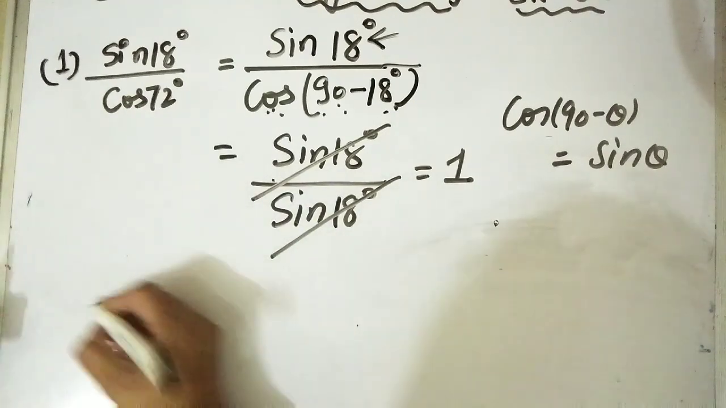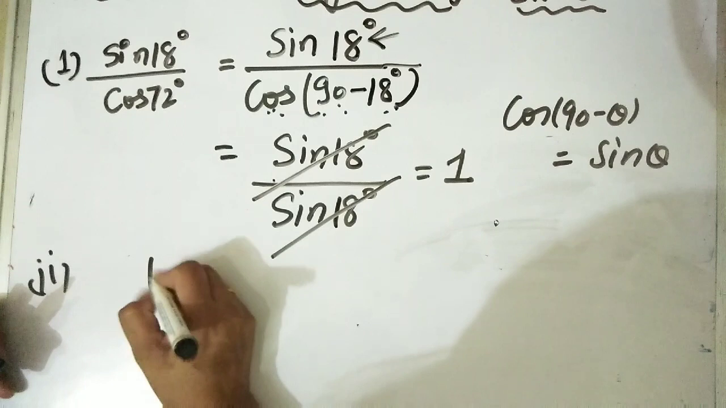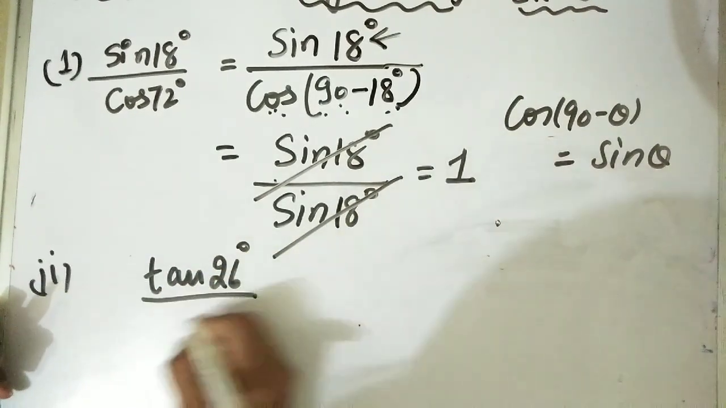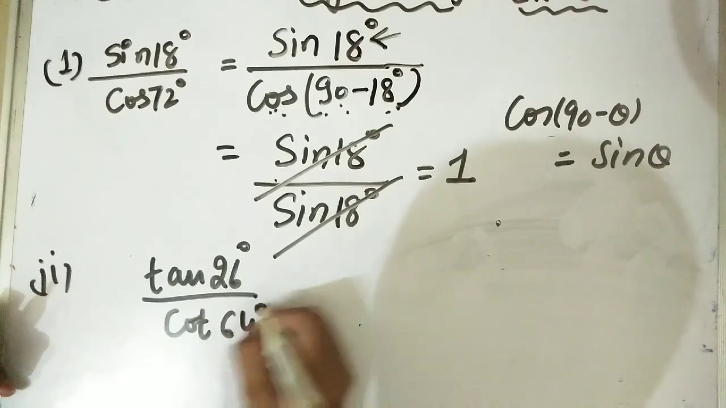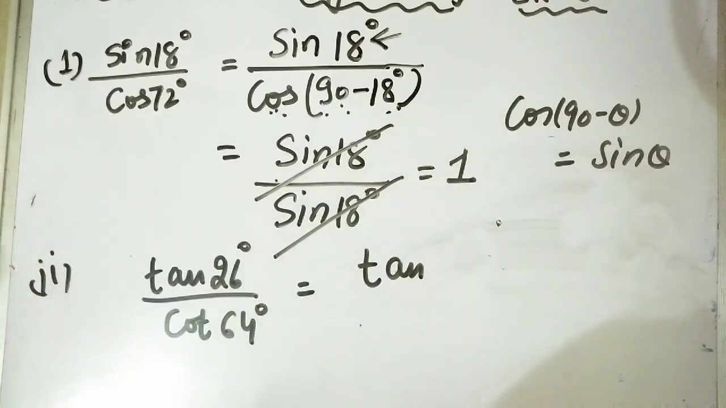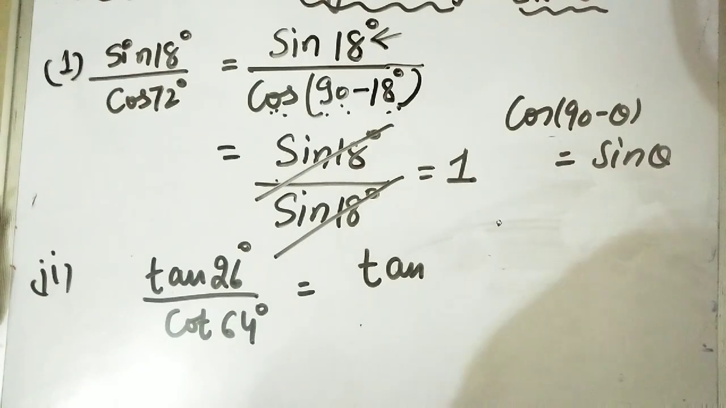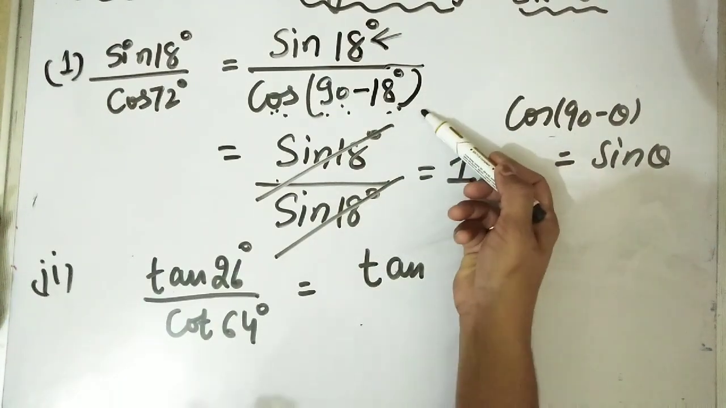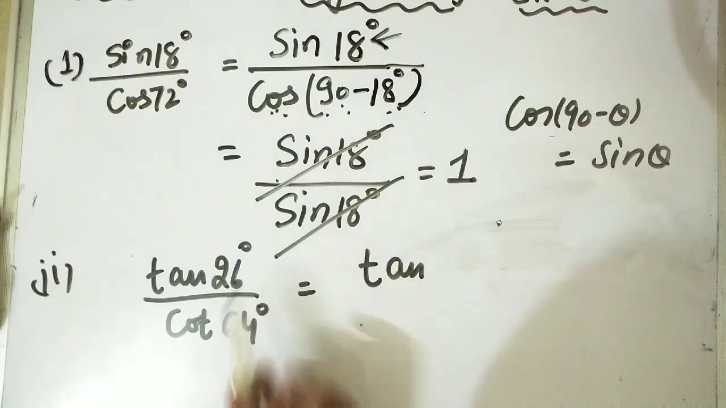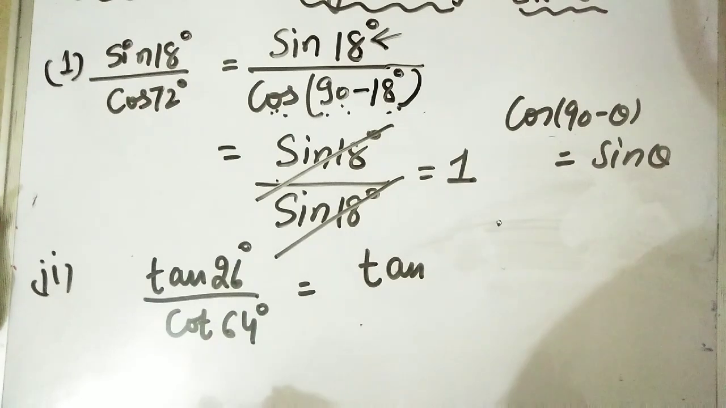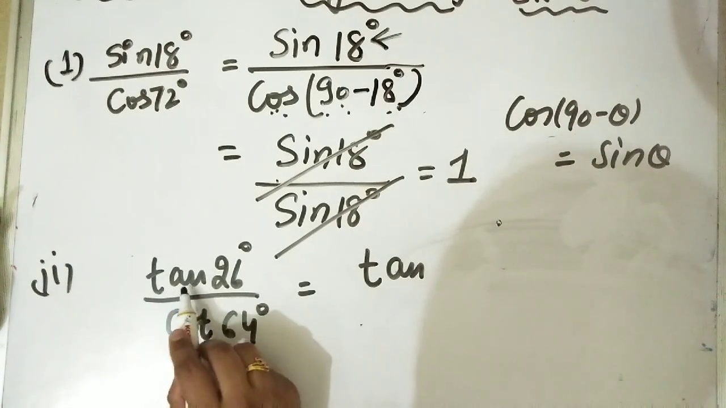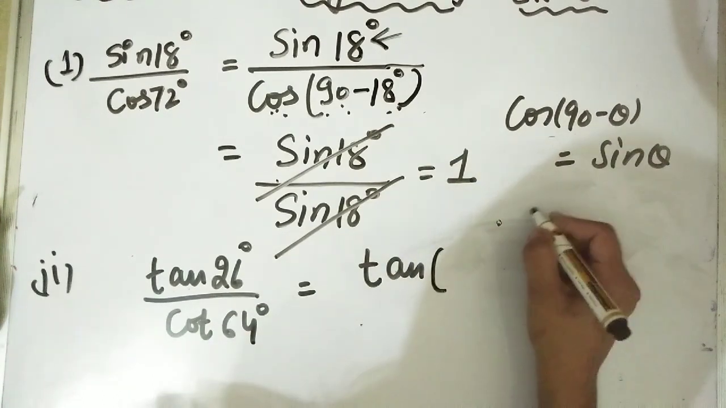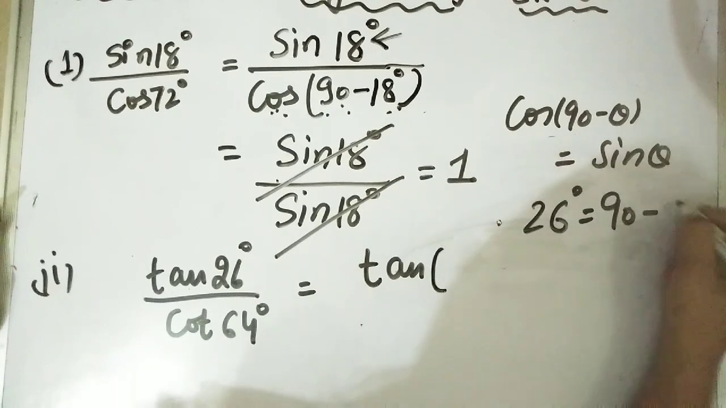Come to the next question, second part. Second part is tan 26 degree upon cot 64 degree. Again students, it is not necessarily true that you have to convert only the denominator. You can convert the numerator also. It is your wish. In question number 1, I converted the denominator. Now I am going to convert the numerator, right? You have two options, convert either the numerator or the denominator. So in tan 26, I am going to write 26 as 90 minus 64.